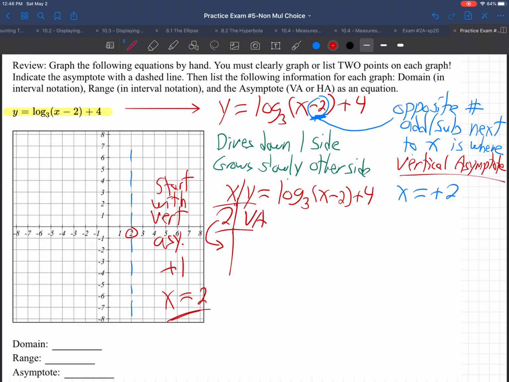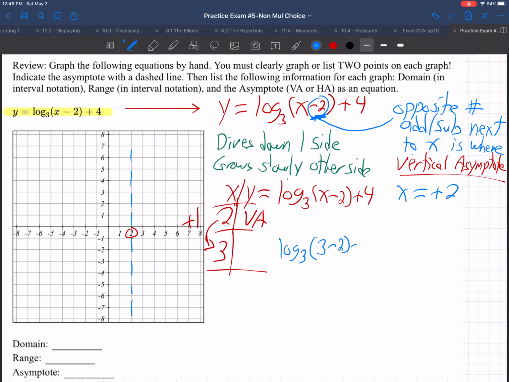So just add 1. That'll make it easier for you to remember, like how we did the exponential graph. Isn't that what we did back then? We'd start with the point that was the horizontal asymptote for the exponential graphs, and then we add 1. So we just add 1 here to the point where the vertical asymptote is. So add 1. What do we get? Y will equal log base 3 of 3 minus 2 plus 4.